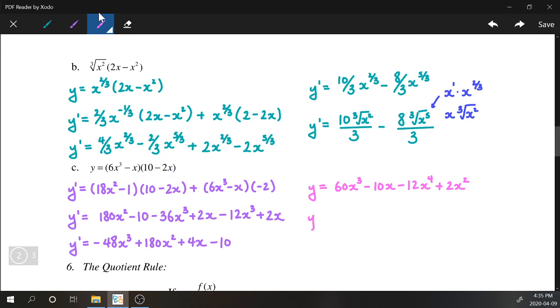And now if we take the derivative, you'll notice that we get 180x squared minus 10 minus 48x cubed, and then plus 4x. And if you rearrange terms, you get exactly what we get using the product rule, which is good because the answer should be the same. And that is the product rule. Now, we have only really applied it to powers of x, but it will work for other functions as well.